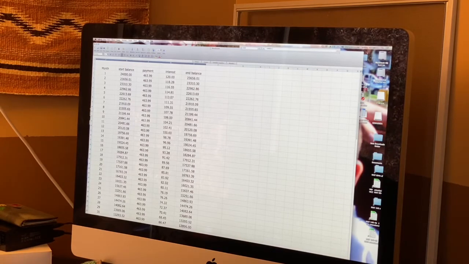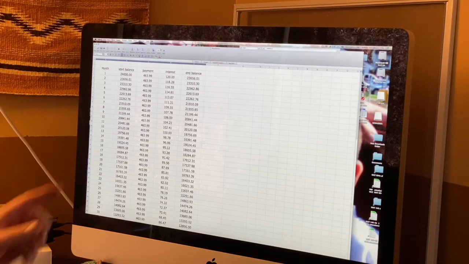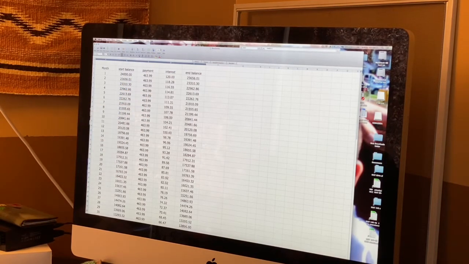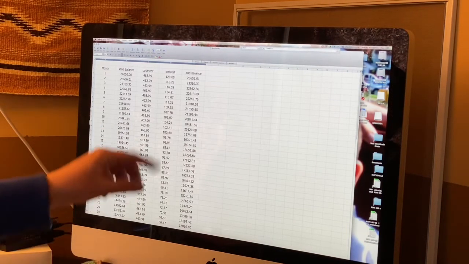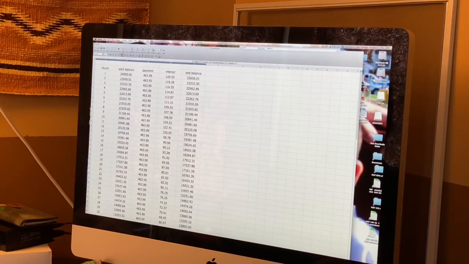is every month it starts with the balance from the previous month. It takes a payment of $463.99 from the customer. It determines how much of that should be interest, and it puts that away for the bank's money for that month, basically renting the use of their money. And then it gives the rest of it as credit toward lowering your balance.